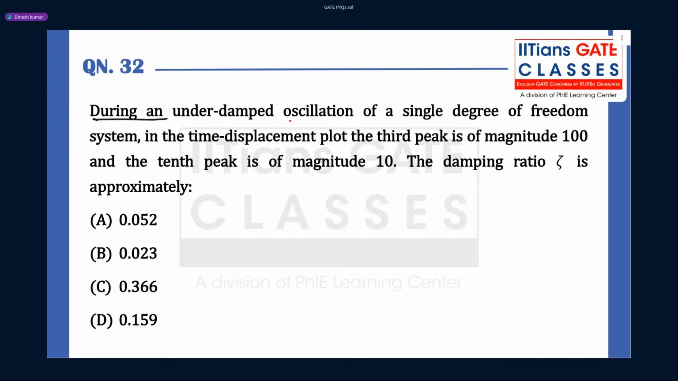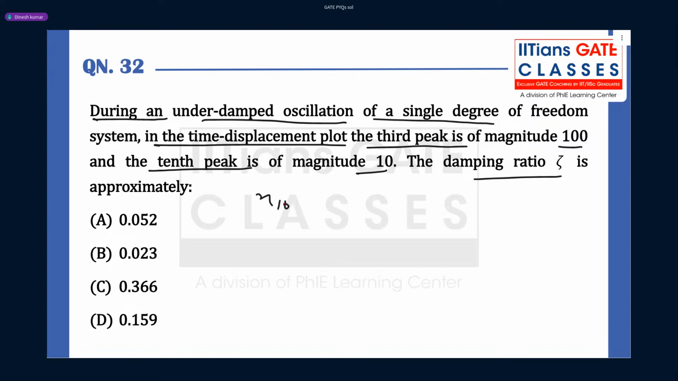During an underdamped oscillation of a single degree of freedom system in the time displacement plot, the third peak is of magnitude 100 and the 10th peak is of magnitude 10. They ask what? The damping ratio zeta. So guys, in this question, you need to be clear about how many cycles have happened. So X tenth is given as 10 and X third they have given as 100.